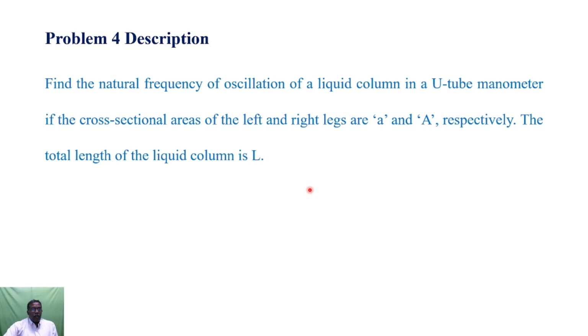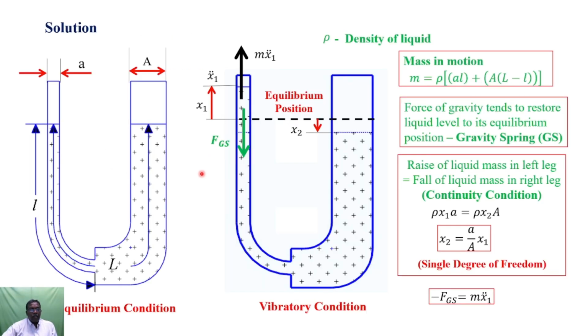Problem number 4 is on the natural frequency of oscillation of a liquid column in a U-tube manometer, where the left limb and right limb have different cross-sectional areas, small a and capital A respectively. The total length of the liquid column is L. Like was shown here, the U-tube manometer has a liquid for which the density is rho. The left limb has a cross-sectional area of small a, and the right limb has the cross-sectional area capital A.